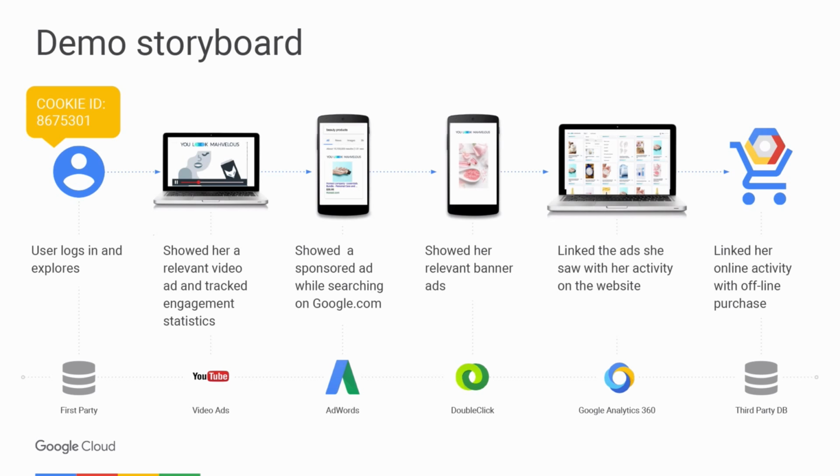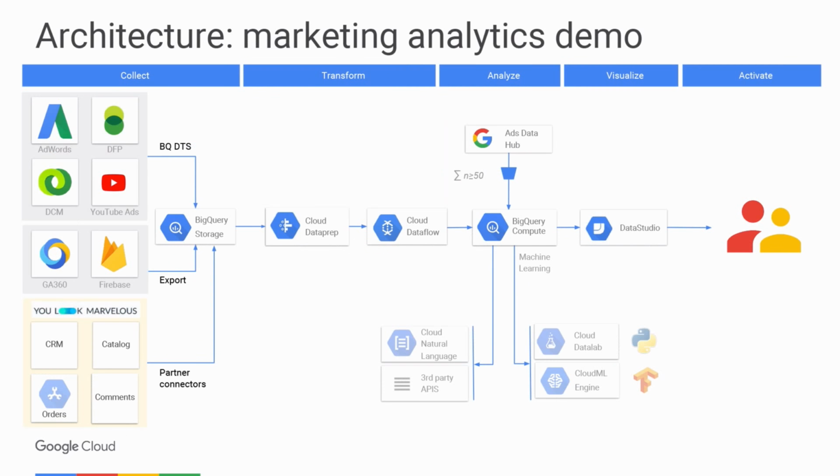Moving your data into the cloud and applying Google's marketing analytics tools will reveal new insights and enable you to make even smarter business decisions faster than ever. So this is what a reference architecture would look like for marketing. We see your data journey moving through 5 distinct steps.